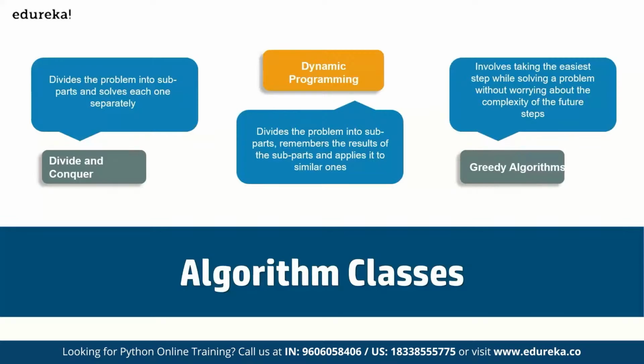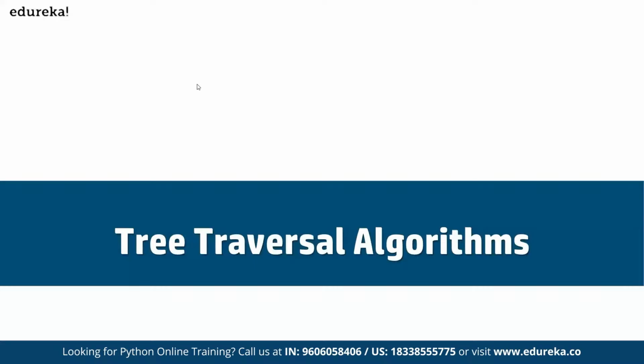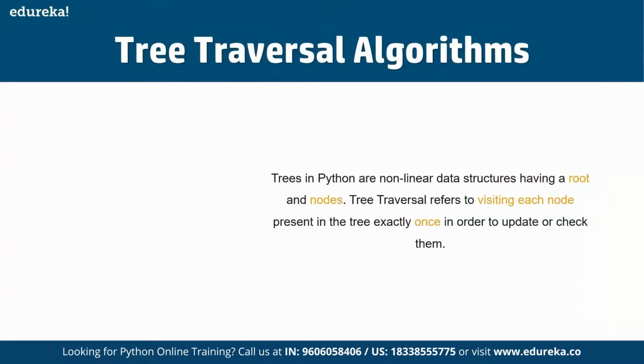So moving ahead with data structures and algorithms in Python, we are going to discuss now tree traversal, search algorithms, and also the sorting algorithms being used. So now we are going to discuss the tree traversal algorithm. Basically, trees in Python are non-linear data structures having a root and nodes, as we are looking at in this current diagram.